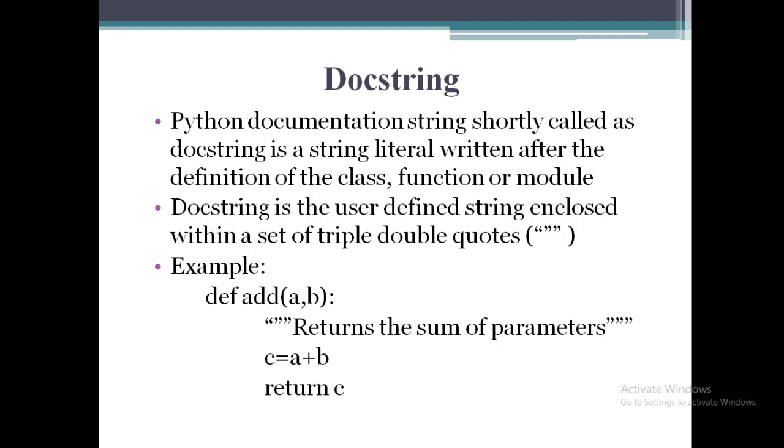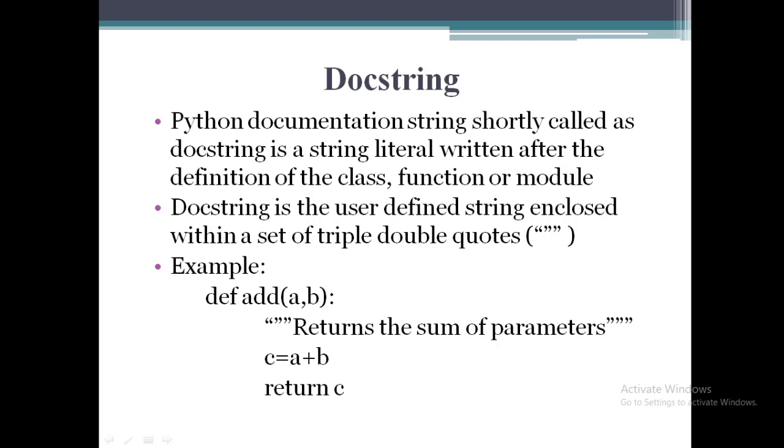You can write a doc string for any module. So this doc string is a collection of characters, or otherwise a string that is written after the definition of the class, that means immediately after the header of the class. Its main purpose is to provide some additional information about that particular component, that means function or module or class. This doc string is normally written within a set of triple quotes. Any string written after the definition of this function within a set of triple quotes is called a doc string.